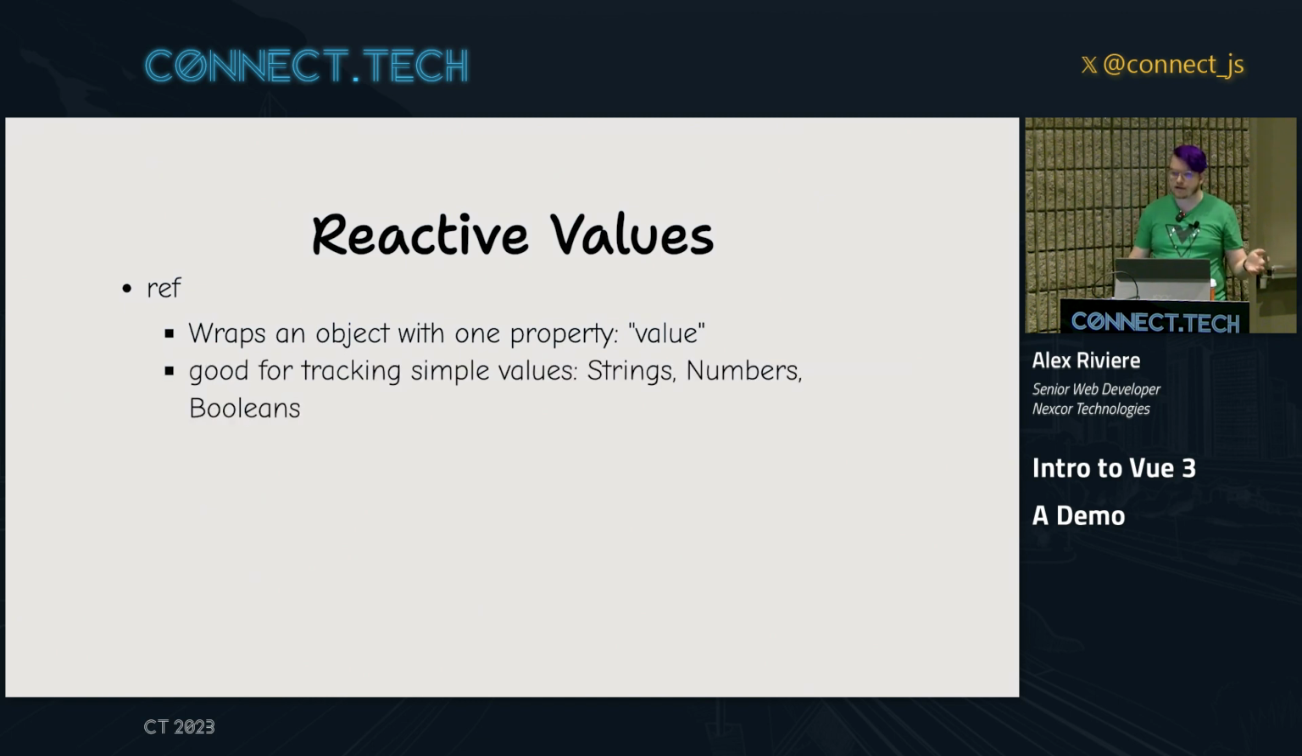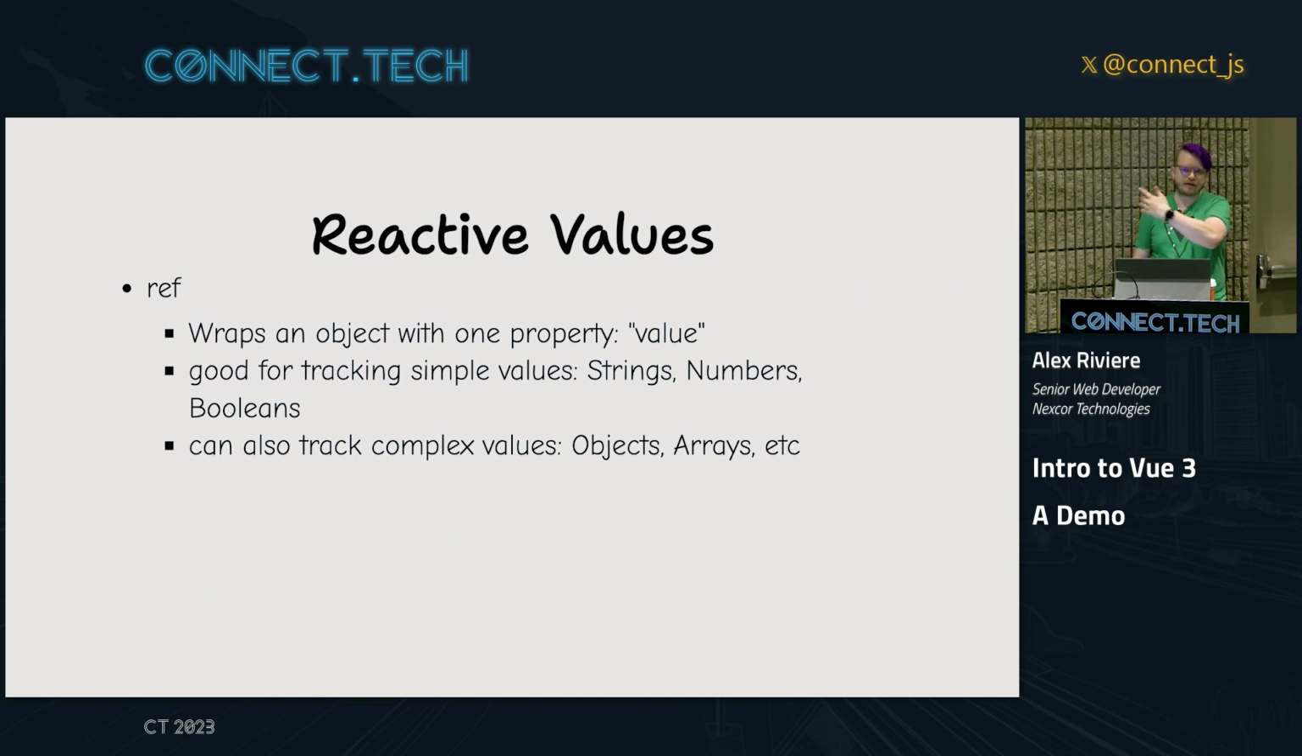It is good for tracking simple values such as numbers, strings, booleans, but you can also use this to track objects and arrays and more complex things as well. It doesn't prohibit that. It's just you're going to have an extra property that you have to go through to get to things.